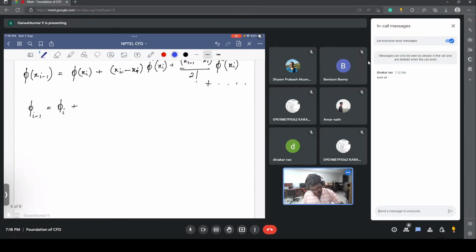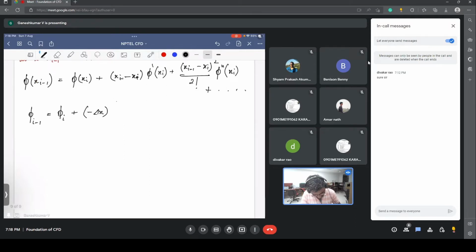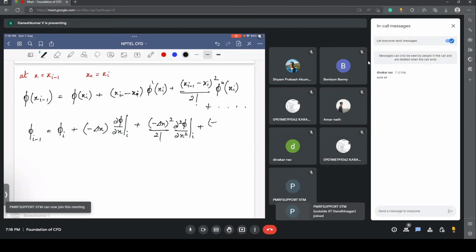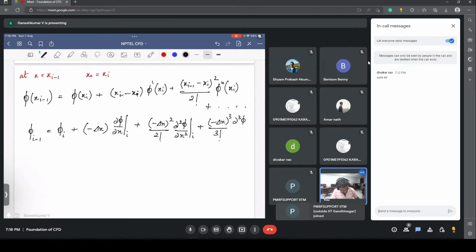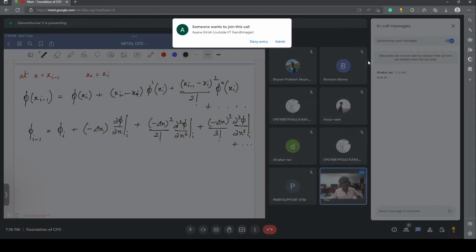So if we consider that xi minus 1 minus xi is going to be minus delta x, because xi minus xi minus 1 is delta x, and let's write it like this: dou phi by dou x evaluated at I, delta x the whole square by 2 factorial dou square phi by dou x square evaluated at I, plus minus delta x cube by 3 factorial dou cube phi by dou x cube evaluated at I, plus the series goes on.